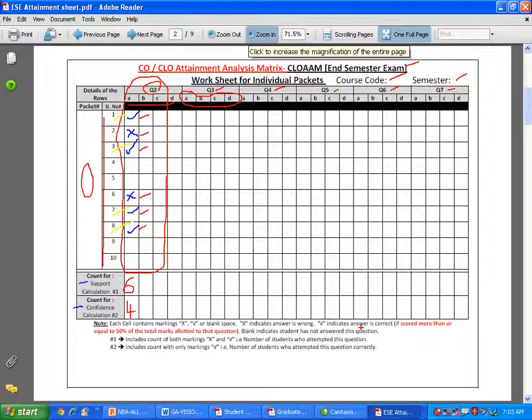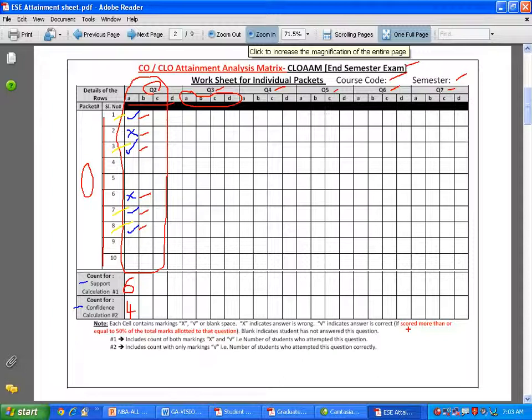What is correct? To begin with, you can start with: if the mark scored is more than or equal to 50% of the total marks allotted to that question, then you can consider it's all right. But this can vary from question to question and from teacher to teacher, and over a period of time you can keep on increasing this value: 50% today, then 60, 70, 80, 90. That speaks about the quality of the graduates that you are producing.